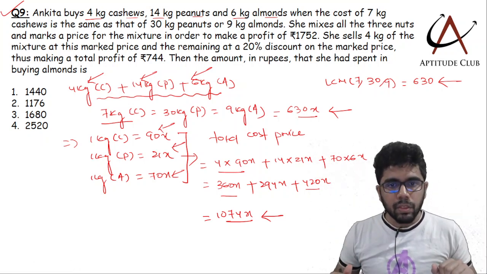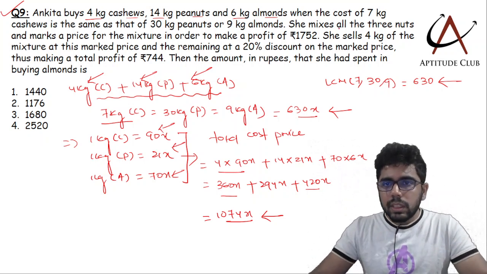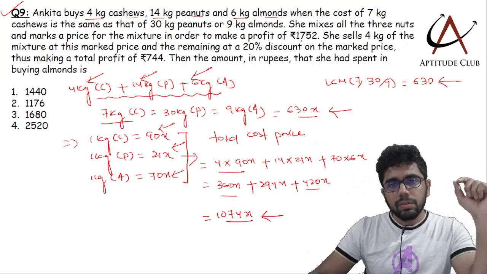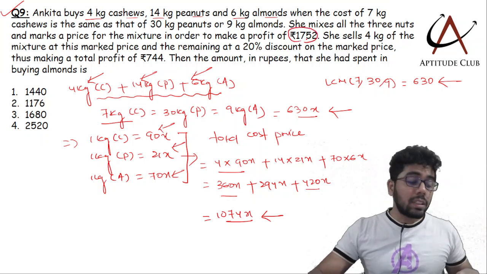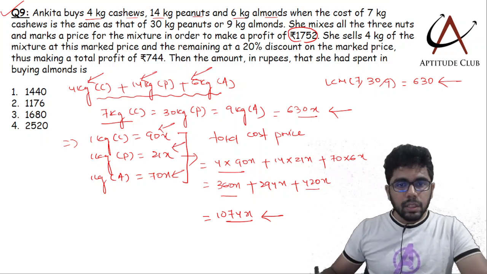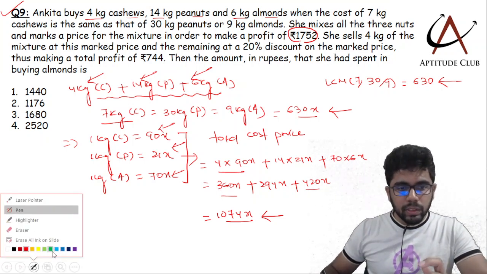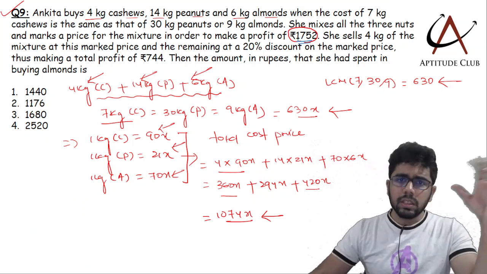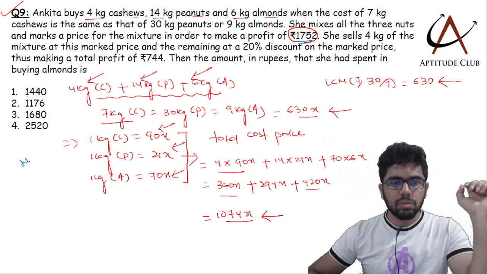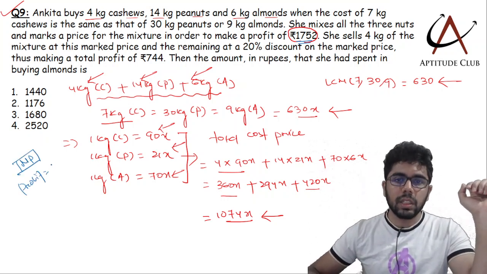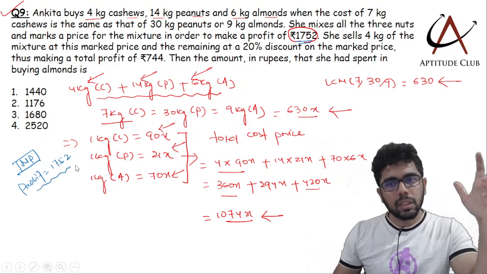Okay, now she mixes all these three nuts and marks a price in order to make a profit of 1752. Now she expects to make a profit of 1752. ठीक है, बट अभी क्या कर रही है? Now this is where the question gets really interesting. इतना उसको प्रॉफिट, अगर वो मार्क प्राइस पे सेल करती, जितना भी मार्क प्राइस, we don't know what the mark price is, कुछ तो एक मार्क प्राइस उसने सेट किया, where she expects a profit, पूरा मिक्सचर सेल करके 1752. इतना प्रॉफिट वो एक्सपेक्ट कर रही है.